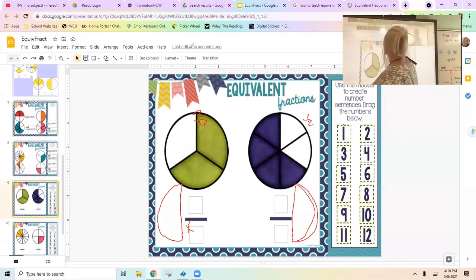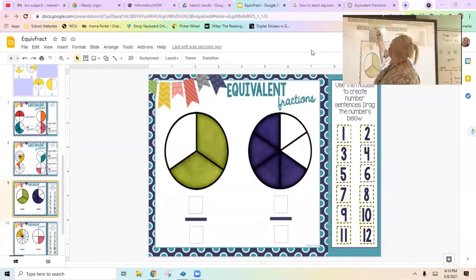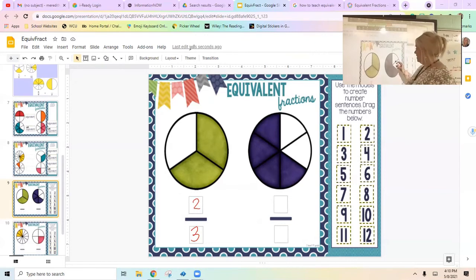All right, let's do a couple more practice problems, and then I'm going to let you try some. So I have in my fractions here, this green piece is broken into 3 total pieces, and 2 of them are shaded. This purple piece is broken into 6 total pieces, and 4 of them are shaded. Let's see, are these equivalent? I'm going to ask myself, okay, what did I have to do to get from 3 to 6? So I know that 3 times 2 equals 6.